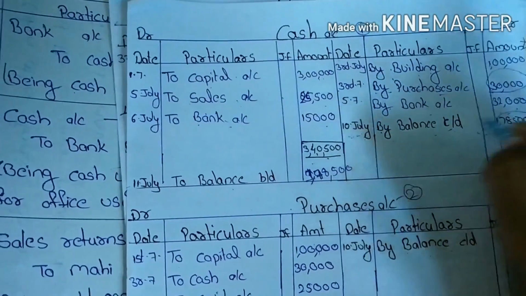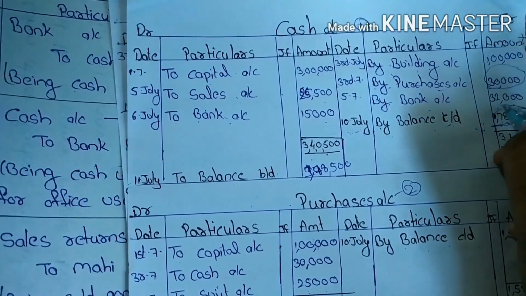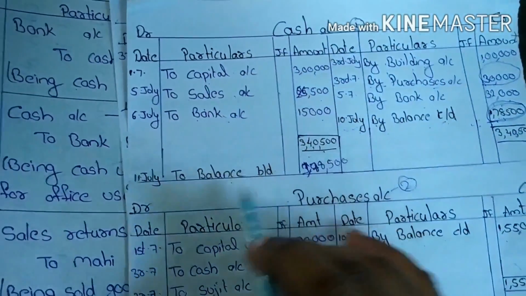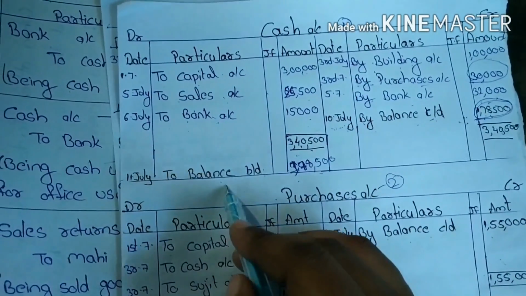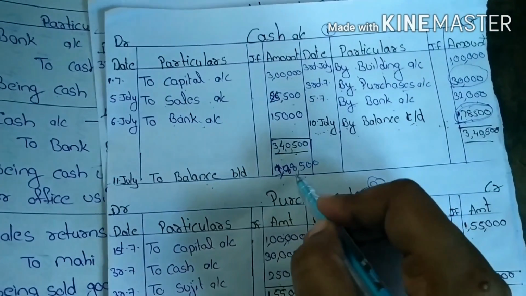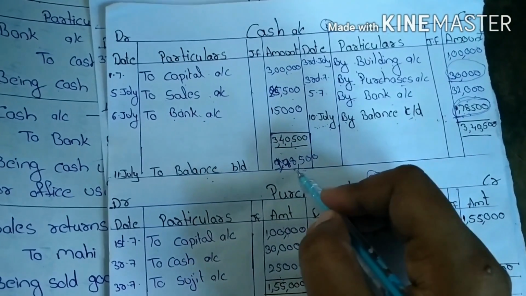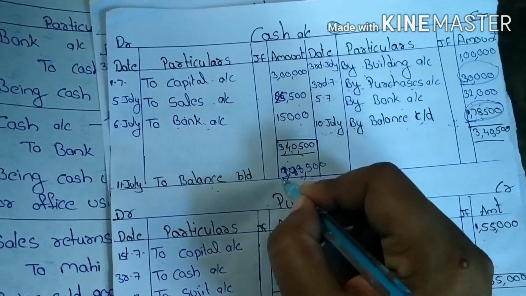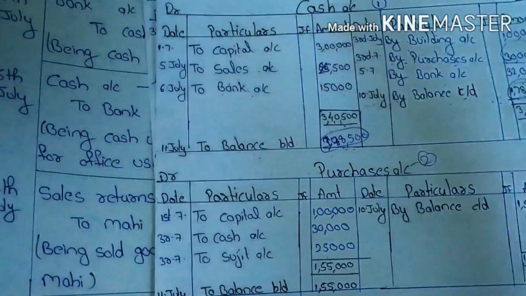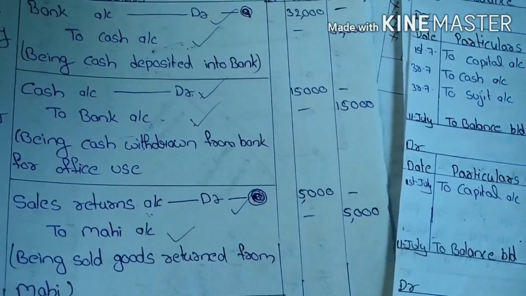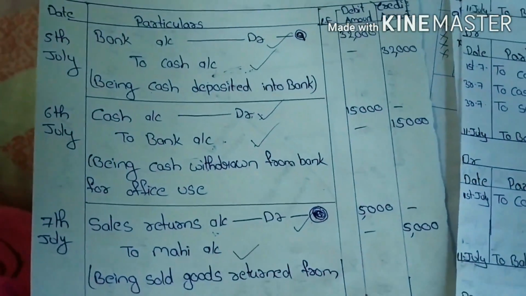So this balance should be brought down to next day, 1,78,500 for 11th July. So this is the brought down balance for the next day, 1,78,500. So this is the total balance of cash account. Okay. Next we have to open the second entry.